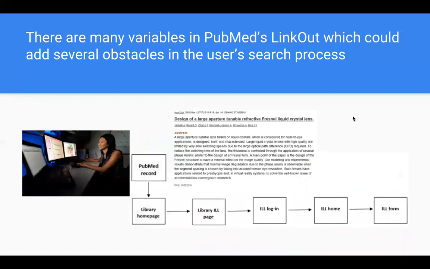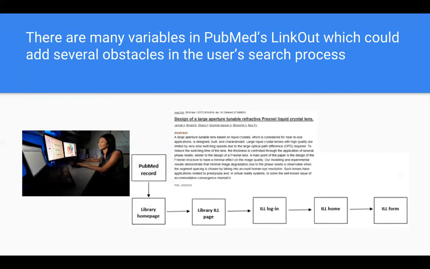And in addition to the above, there are more variables in LinkOut that add several obstacles in the user's search process. Not every publisher participates in LinkOut. So if the library does have access to an article, but the publisher does not participate in LinkOut, the library icon will not appear, and the user has no way of knowing what's going on. Similarly, if the library just doesn't have access to that article, again, the icon doesn't appear, which makes sense at first, but the fact that there's no way to link out to the library's document delivery or interlibrary loan system is providing the user with a wall.